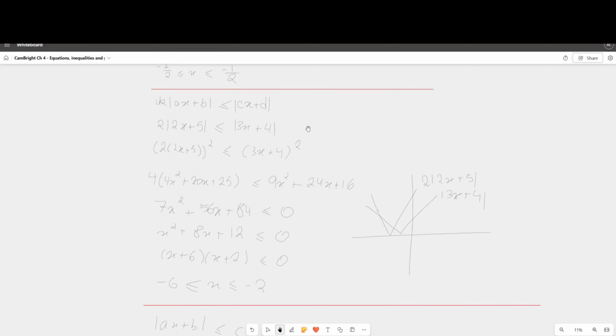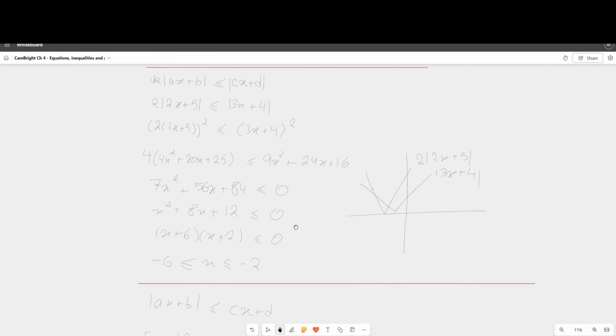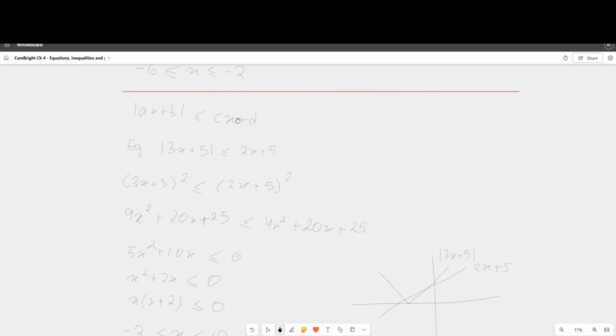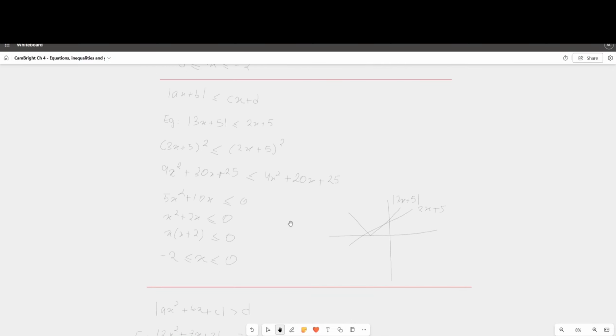Now this one, modulus on both sides, but we're going to square anyway, so that doesn't make a difference. And then this one, again, same thing, just keep squaring. Basically, if it's an equation, you add plus or minus. If there's mod x on both sides, then we do squaring.